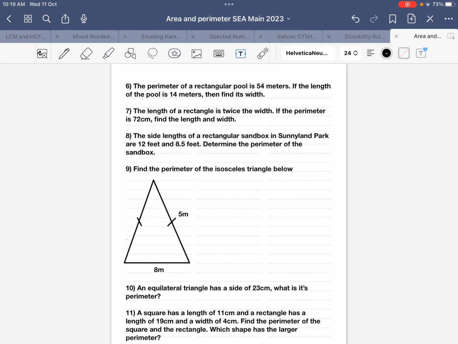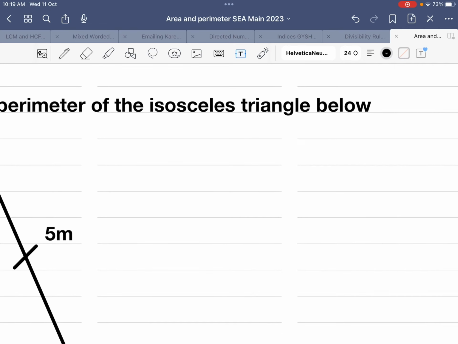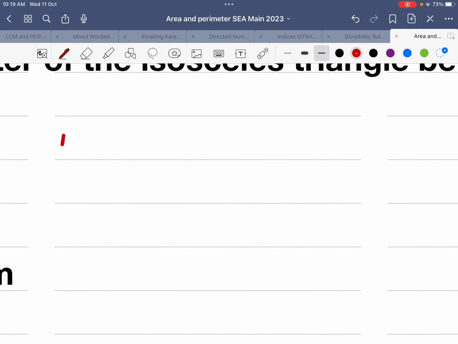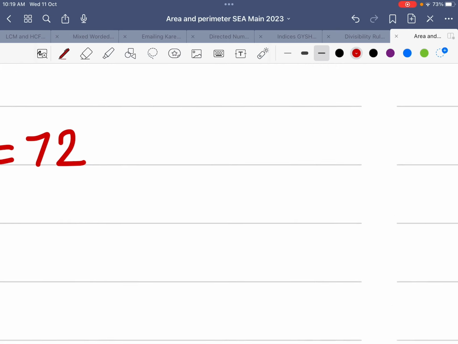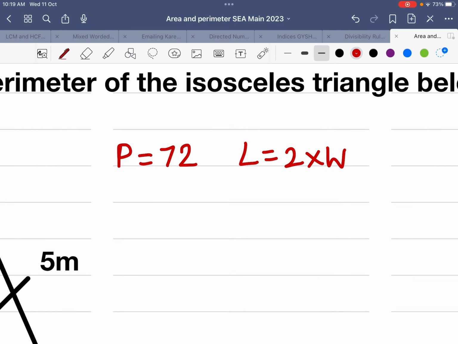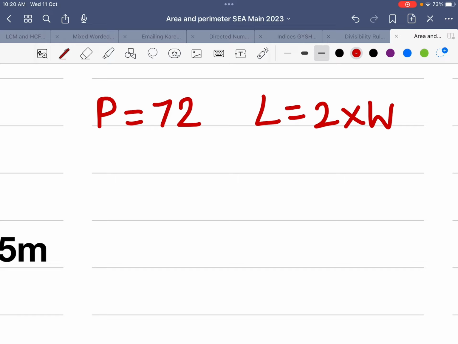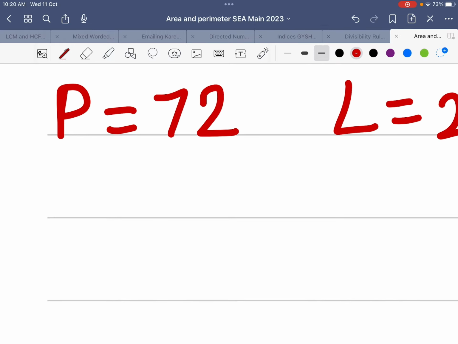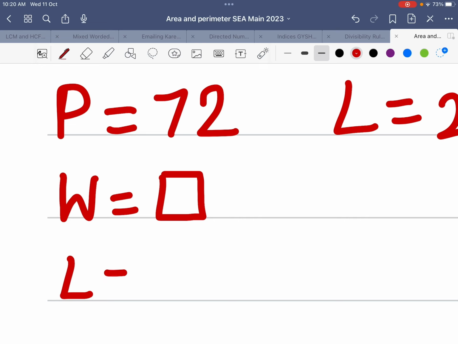Right, so number 7. The perimeter is 72 centimeters, so let's just put that here so we don't have to go back. And they said that the length is equal to 2 times the width. Right? So that is not part of the working, that is just the information given. So what we will do is, we will use the width. Since the width is less than the length, we will write the width as a box. So if the width is 1 box, the length will be twice as much, which is 2 boxes.